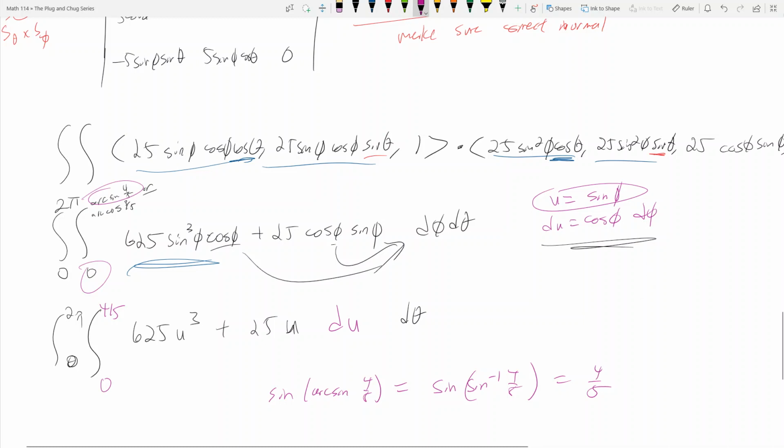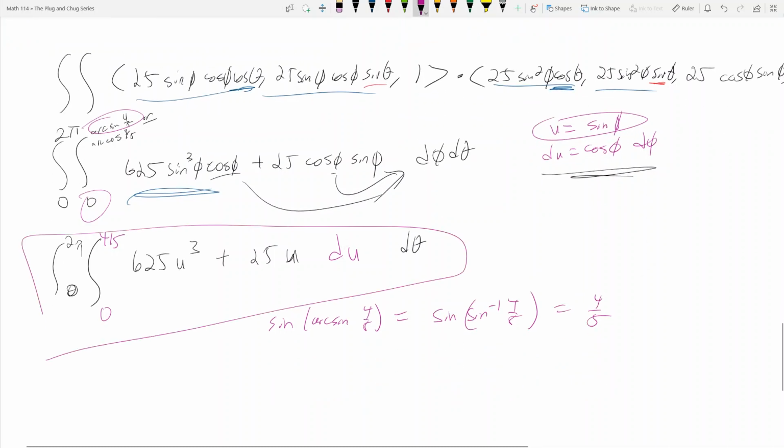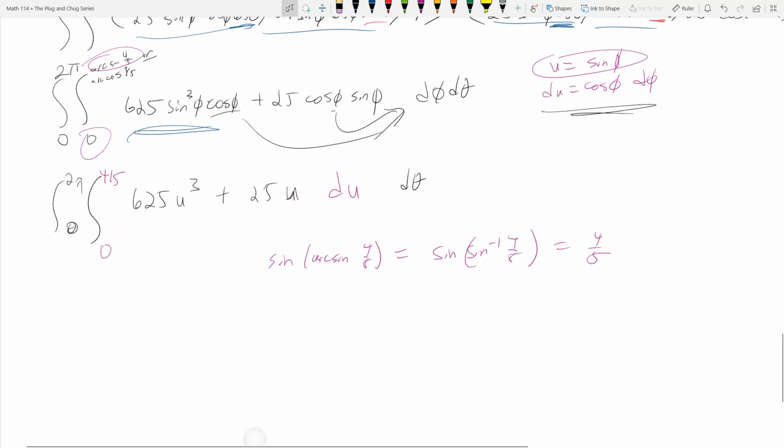So yeah, now we get this integral, and we can do that integral, right? It looks bad, but at least we can do it. And if you do it out, you should get, let's just finish this. I'm actually going to make a separate video because this one's running really long. But what do you get? You get 625 over 4 u to the fourth plus 25 over 2 u squared, d theta. And then, of course, this guy has to be evaluated from 0 to 4/5.